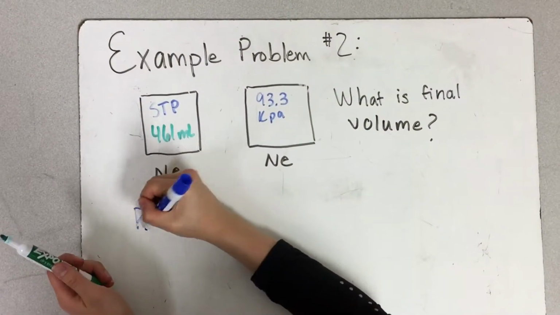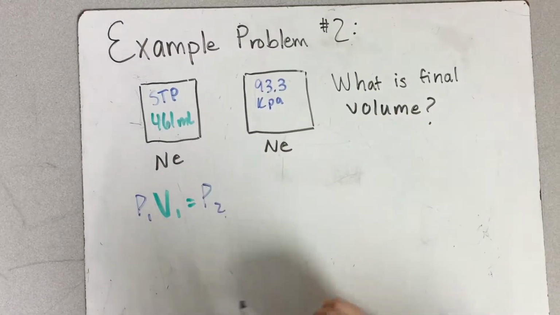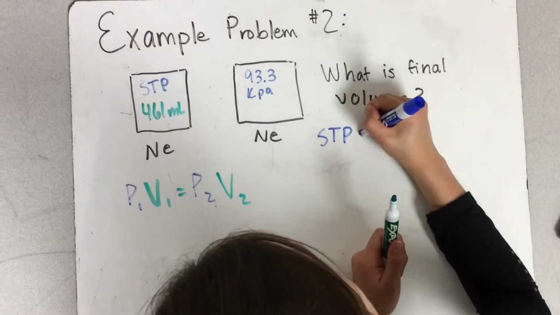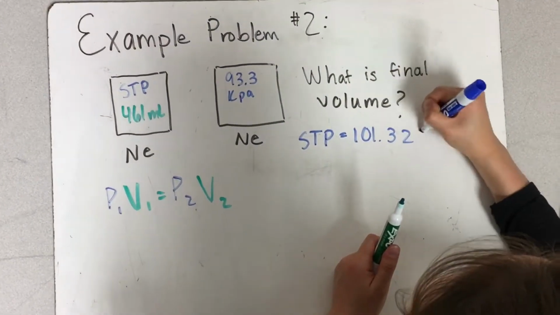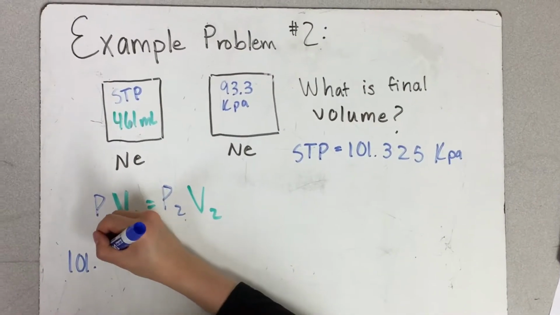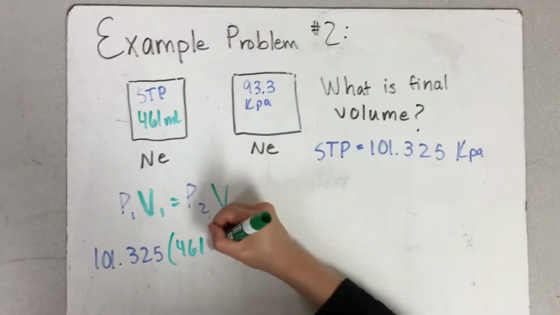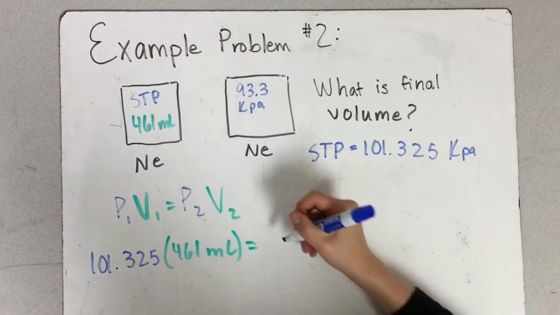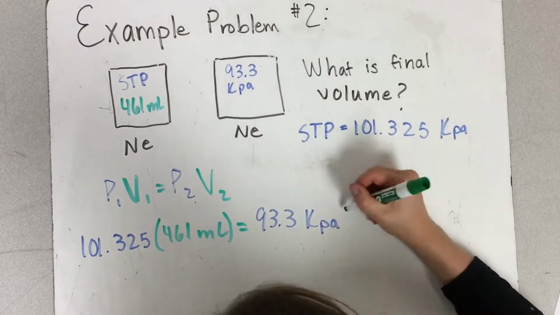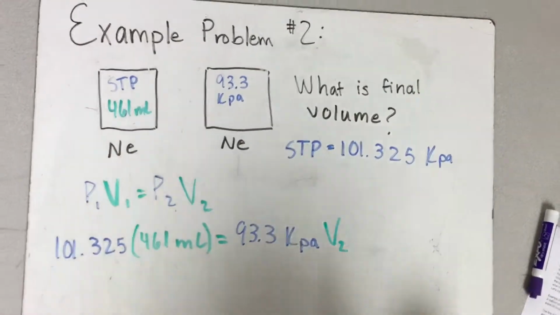The first thing we'll do is set up the equation. Plug the values from the problem into the right place in the equation. At STP, pressure is 101.325 kilopascals. So P1 equals 101.325 kilopascals. V1 equals 461 milliliters. P2 equals 93.3 kilopascals. And V2 is what we're solving for. Now we're ready to solve.